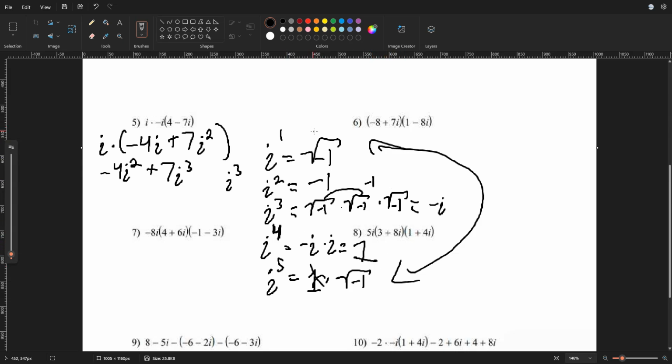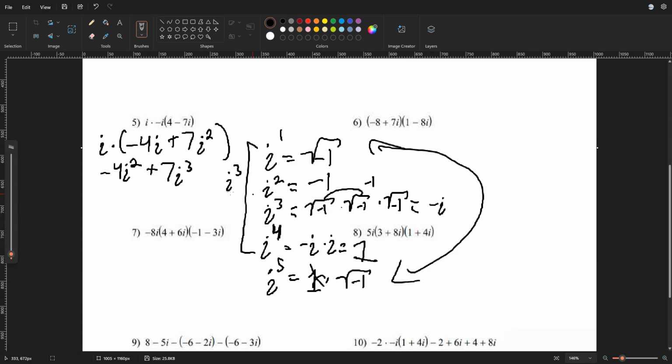Where i to the 5th is the same as i to the 1st, which means i to the 2nd would be the same thing as i to the 6th, i to the 3rd would be the same thing as i to the 7th. So it's important to note these first 4 powers of i. And then once the power of 4 goes to power of 5, it's just going to loop back to as if it was i to the first power. So that's something to keep in mind for future problems if you ever do i with a lot of exponents.